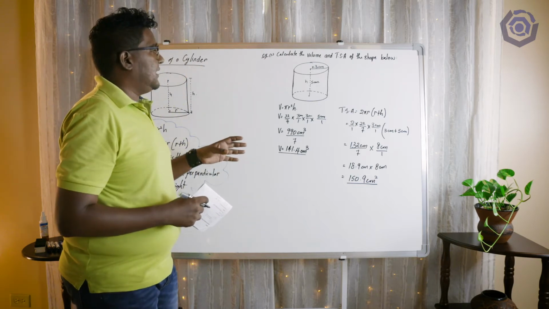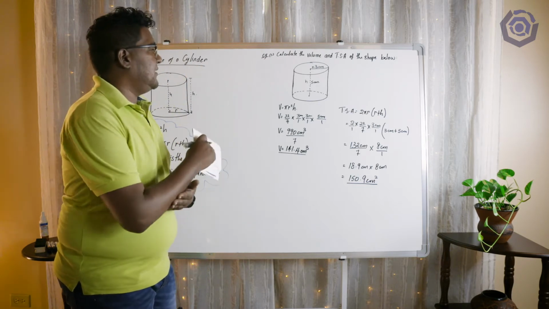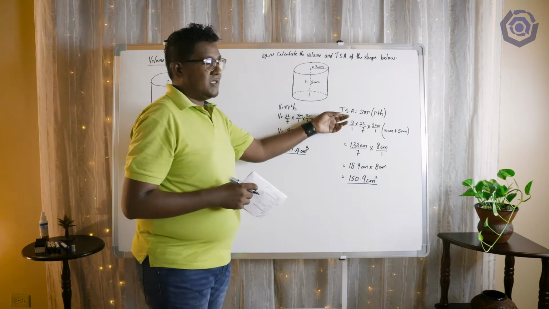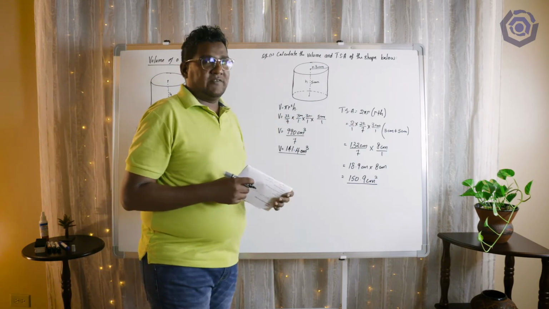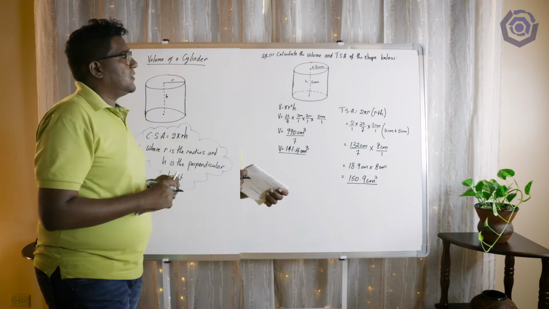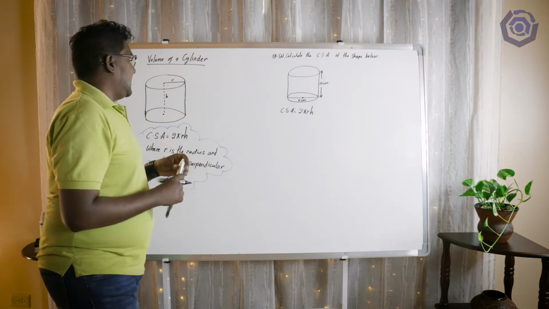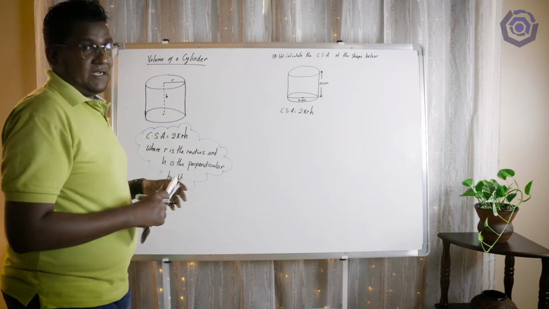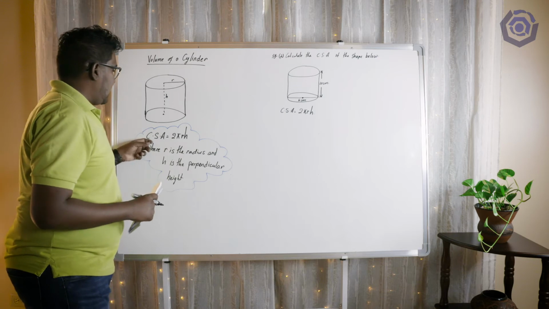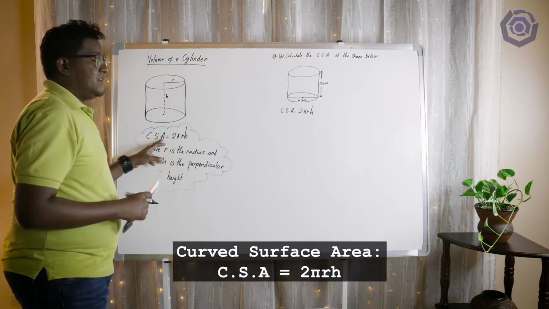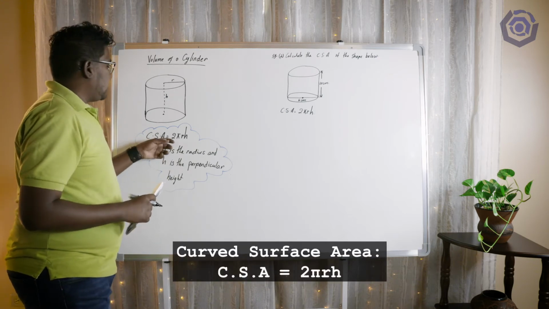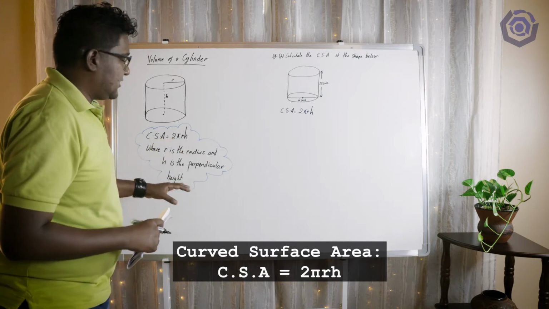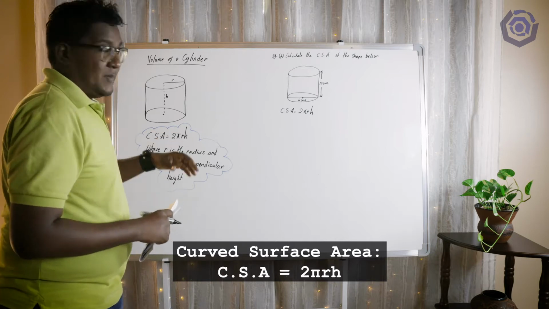Now, when looking at the cylinder, there is one more thing that we have to find. We're now going to look at an example of how we find not the total surface area, but something called the curved surface area. In our previous example, we looked at the volume and the total surface area of the cylinder. Now, here I have another formula, and it's the curved surface area. The curved surface area is equal to 2 pi r h, where r is the radius and h is the perpendicular height, same as the formula before.